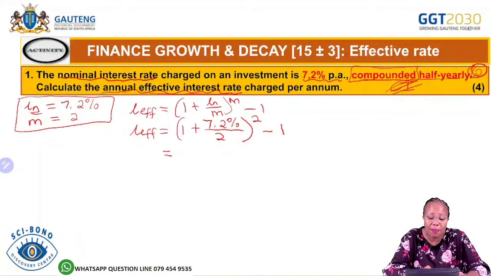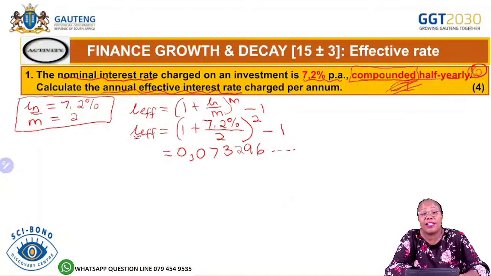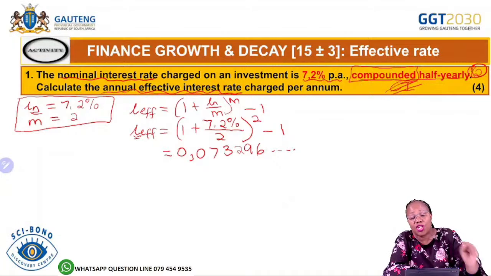So you just say 1 plus 7.2 and then shift, and then you go to the percentage button on the fraction form, and then below you put in the 2, and then on an exponent you put a 2 minus 1. Then the answer for this one will give you a decimal answer, which is 0.073296 and so on. But remember, because it's an effective rate, small i is always a percentage, grade 12.